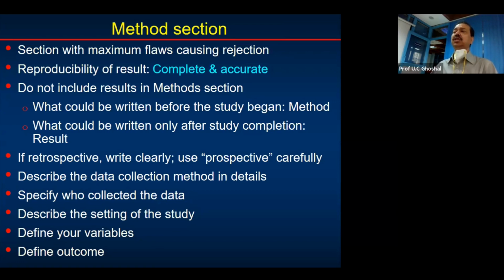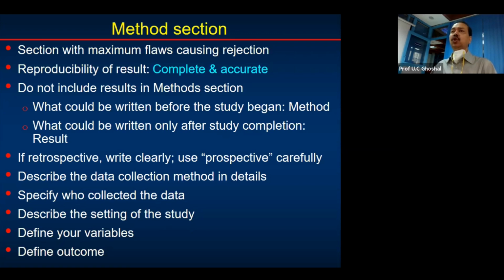People use the term prospective very loosely. And I can tell you how we pick up whether this study is retrospective or prospective. We would simply ask a question: did you take the ethics clearance before the study was begun? And can you give us the date for the ethics clearance or ethics clearance certificate?